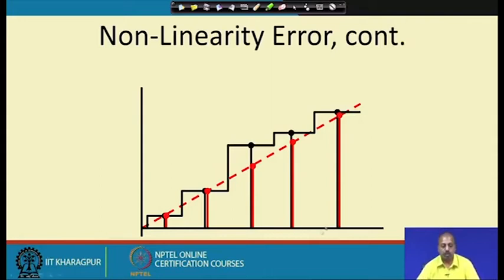This is the nonlinearity error. As I was saying, this is the ideal behavior: if you put this digital value, you should get this analog signal. But due to this nonlinearity, the step size is different, so you get a behavior like this. It produces different amounts of error, whereas the ideal behavior should have been this red dotted line. What you get is this black line. That is a nonlinearity error.